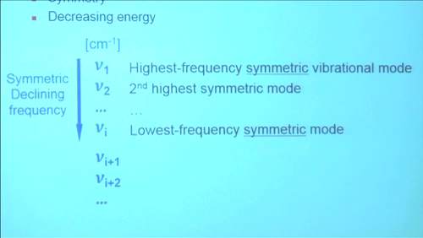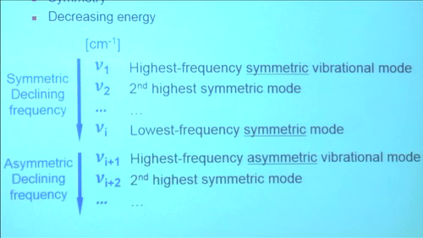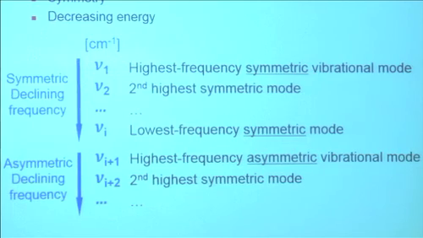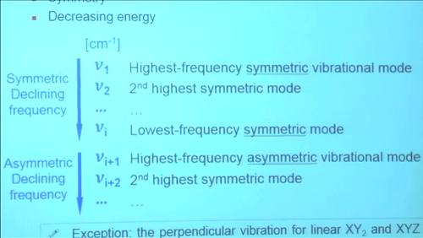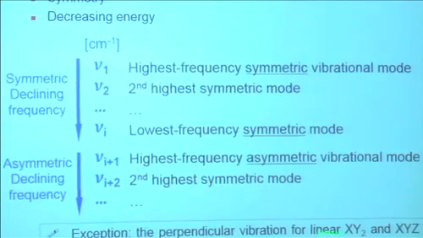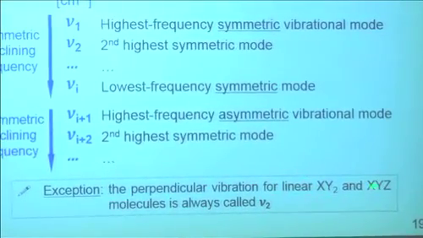That's supposed to be, oh, that's the lowest frequency symmetric mode. Then I go into the asymmetrics. Now, this looks like a big list, but in fact, usually there's only a small number. So you do the symmetrics, then you do the asymmetrics. So frequently you'll find nu3 is the big asymmetric one. Those are the rules. And this says exception, but it's really just an observation that these linear molecules, whether they're symmetric or not, the perpendicular motion, which I'll define in a minute, is always called nu2.